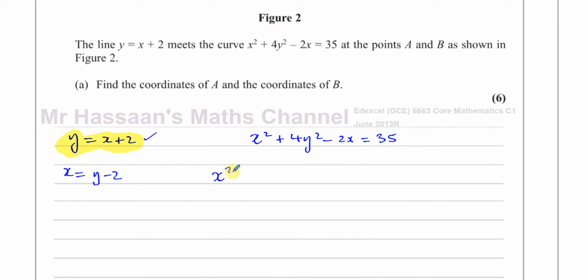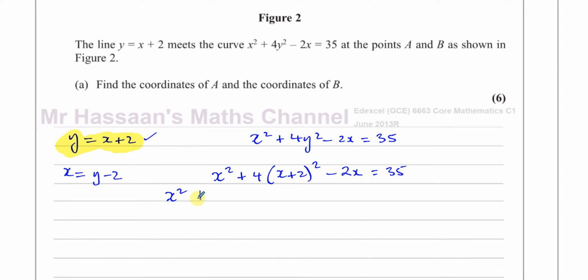So instead of having 4y squared, I'll have 4 times (x plus 2) squared. So I have x squared plus 4, instead of y replaced by x plus 2, so that's going to be y squared, so (x plus 2) squared, take away 2x equals 35. Now I can solve this equation. This is an equation with only x in it, and I'm able to solve it. It looks like it's going to end up as a quadratic. So anyway, let's expand the brackets and see what happens.